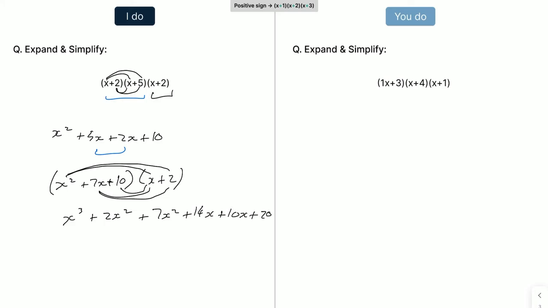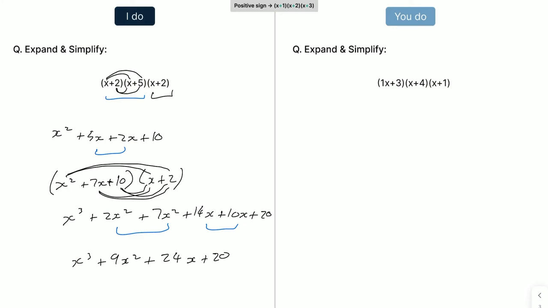So again, multiplied everything out. Now we're going to collect the like terms. So in this case, these two are like terms and these two are like terms. So that is going to be x cubed plus 9x squared plus 24x plus 20. Press pause and I've got an example on the right.